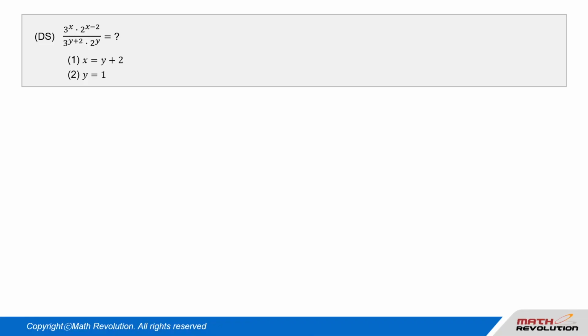Question: Find the value of 3 to the power of x times (2 to the power of x minus 2), over 3 to the power of (y plus 2) times 2 to the power of y. Condition 1: x equals y plus 2. Condition 2: y equals 1.